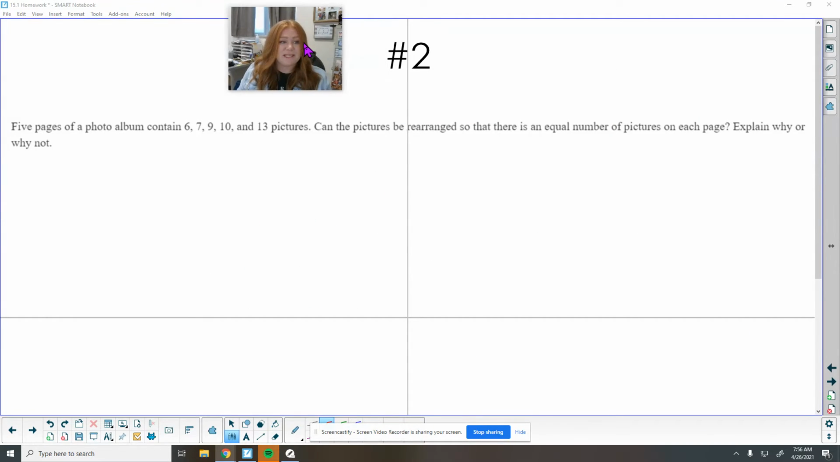Number 2 says that 5 pages of a photo album contains 6, 7, 9, 10, and 13 pictures. Can the pictures be arranged so that there is an equal number of pictures on each page? Explain why or why not. So let's start and see. So, right, we've got 5 pages, and these are the pictures that we have. So let's see how many total pictures we have. So go ahead and add these up and then come back when you're ready to check.